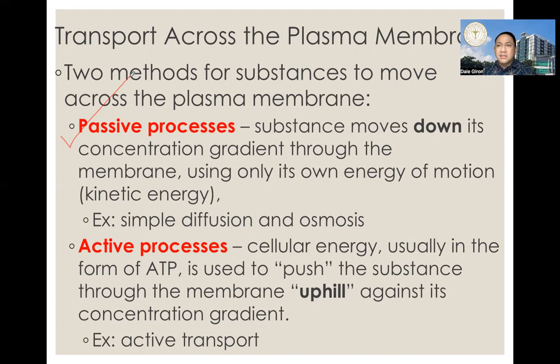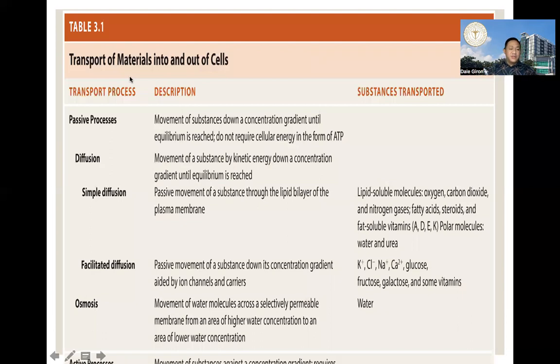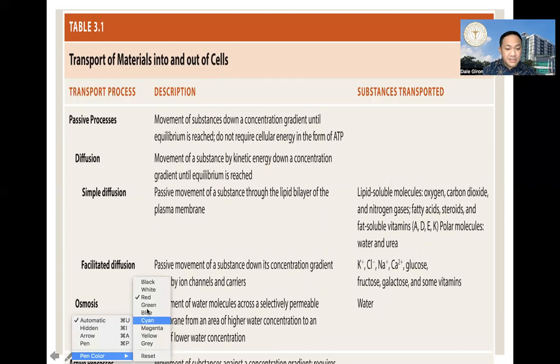What about active processes? Active processes, or active transport, use cellular energy. It is usually in the form of ATP, and that is used to push the substance through the membrane, or it is uphill against its concentration gradient. And the perfect example of an active process is active transport. It uses ATP. Okay. All right. So these are the different types of active and passive processes. Let's first discuss the passive processes.